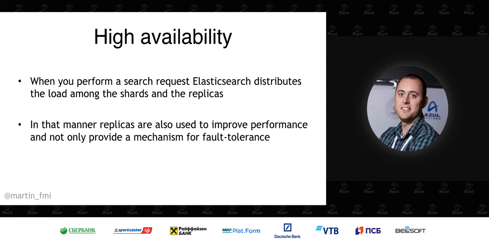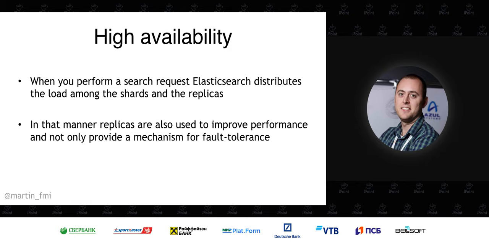When you perform a search request, Elasticsearch distributes the load among shards and replicas. And as I mentioned, this improves performance drastically. So replica shards are not used only for high availability, but also to improve search performance. And initially, we specify some initial number of replica shards when we create our index, but then we can dynamically change that.